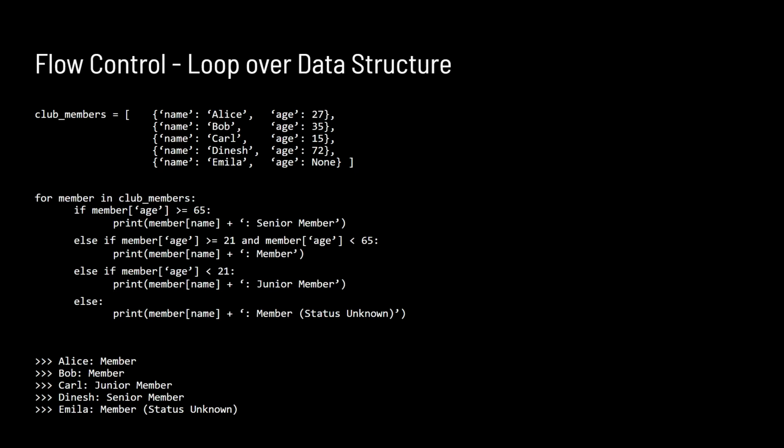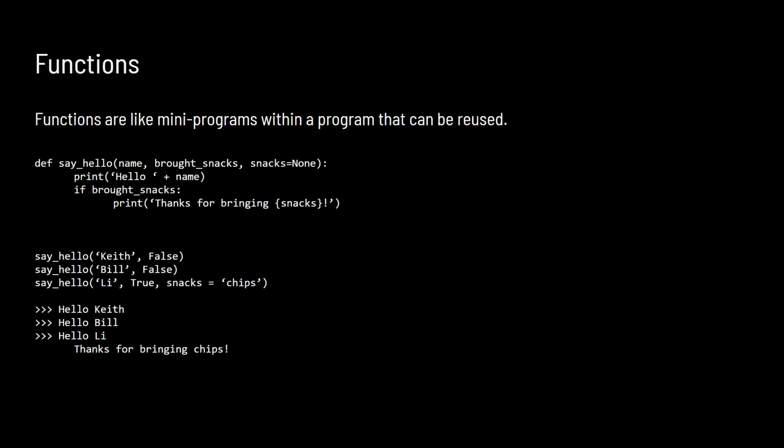You can also loop through your data structures. So if I have my club members, Alice, Bob, Carl, Dinesh, Amelia, and I write some code that says, go through all of those and tell me based on their age, are they a senior member, a junior member, or just a regular member? You'll get out at the end, Alice is a member, Bob is a member, Carl's junior, Dinesh is a senior member, and Amelia, we don't have the data for her. So she's unknown because that's a null, we didn't put that data in. So we need to account for those ones where we don't actually have the data.